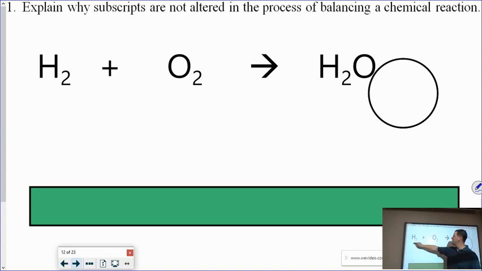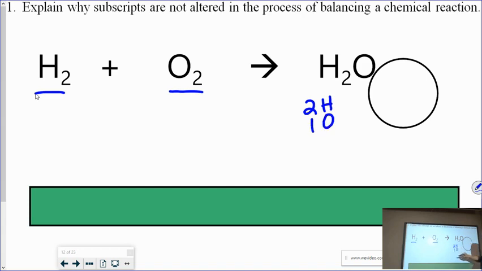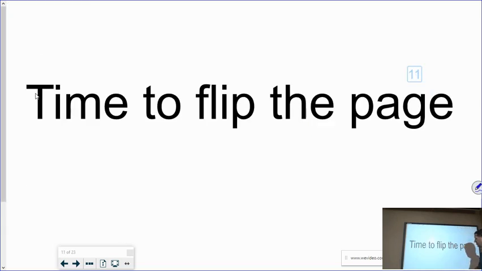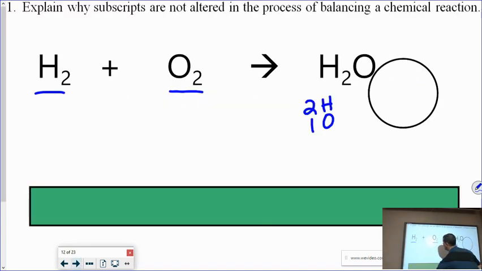So here I have two H's, and here I have two O's, and over here I have two H's, and I only have one oxygen. The simple thing you might want to do is just take, sorry about that, take and put a 2 there. And now I have two O's on each side.